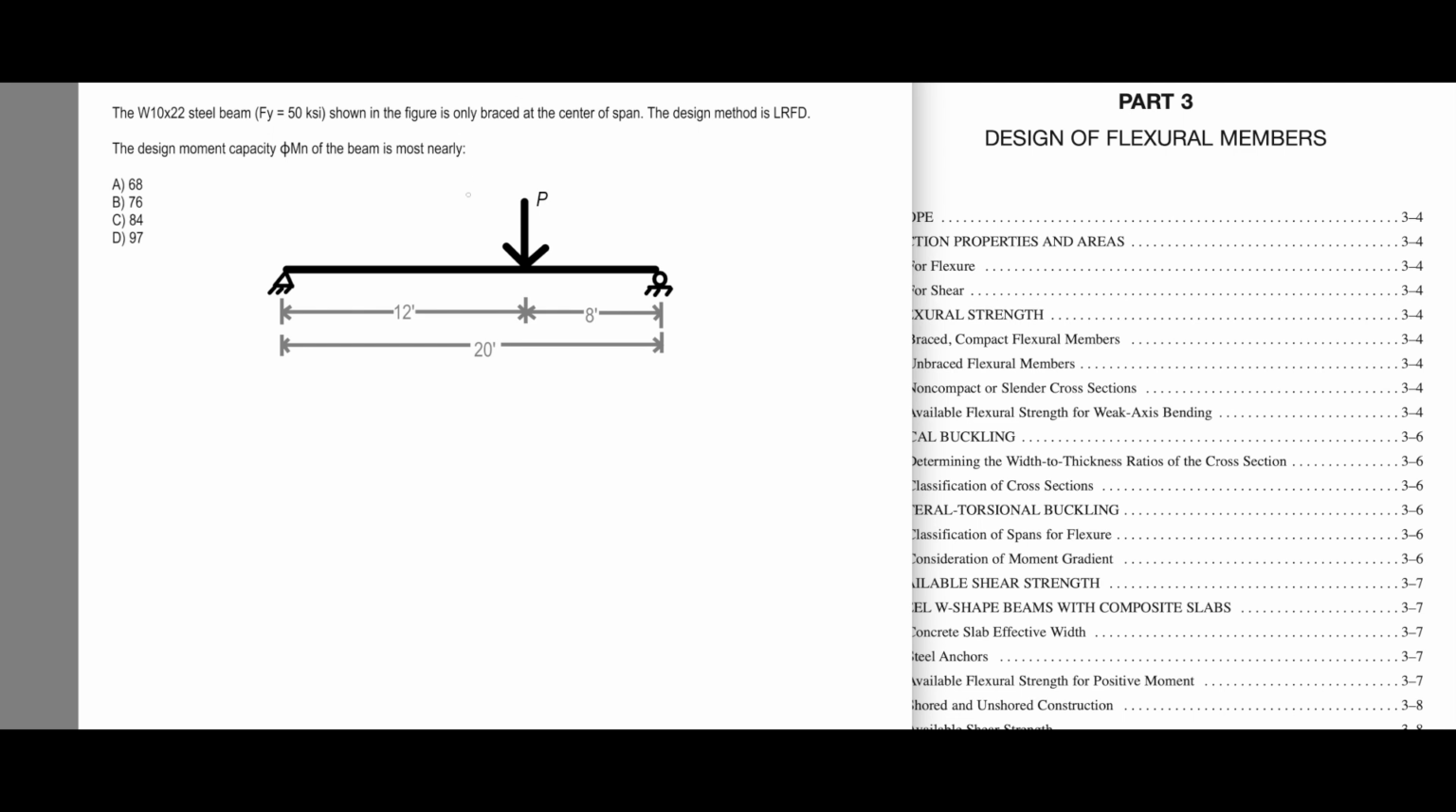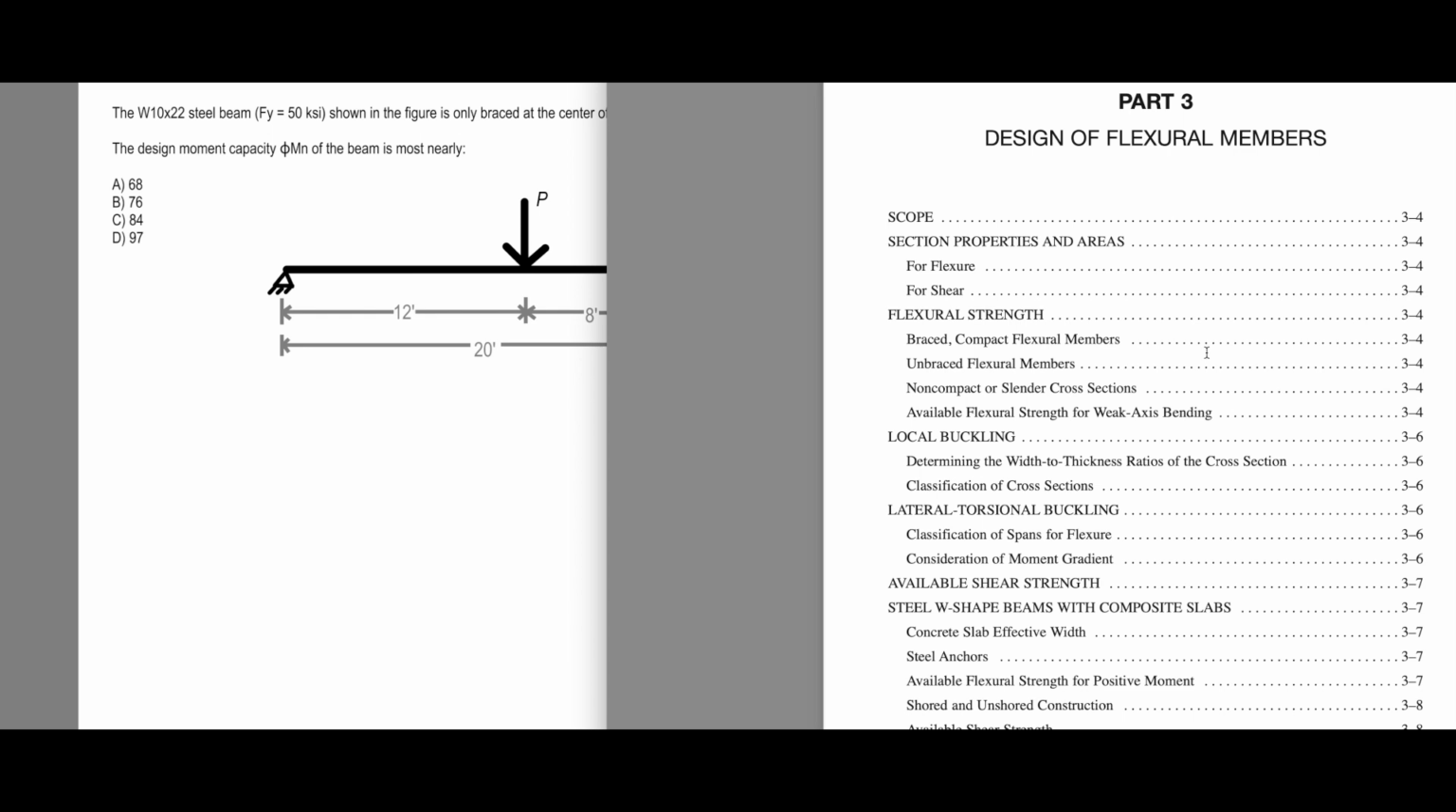So I've set up the screen similar to how you're going to be tested in the CBT, or the computer-based testing format that NCEES uses, in the sense that I have the problem on one side of the screen, and then I'm able to pull up the reference manual or the code of interest on the other side of the screen. So what I've gone ahead and done is I pulled up the AISC manual on my right-hand side here, and I've gone to Chapter 3 for design of flexural members, because that's exactly what this question is asking about. It's asking about the moment capacity phi Mn of the beam.